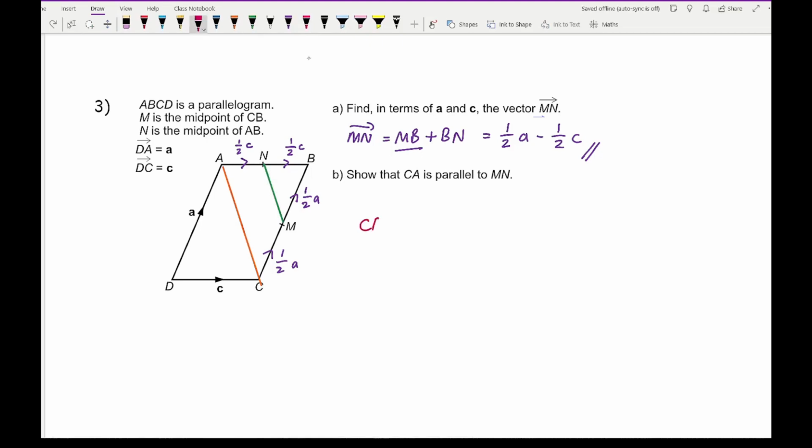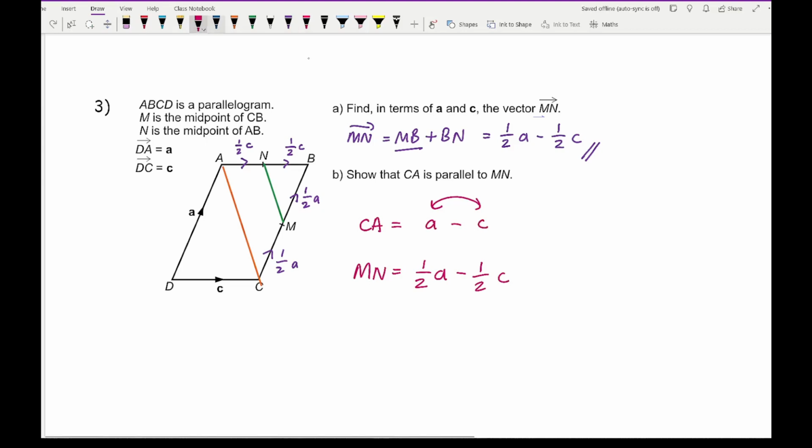So here C to A is going to be, again using the diagram, going against the arrow from C to D, so that's going to be minus C, and then I'm going with the arrow, so that's going to be plus A. Then going from M to N, which I've already worked out, which is a half A minus a half C. Now with this first one, I'm going to swap these two things around. So I'm going to write that as plus A minus C. So we're going to write that's A minus C.